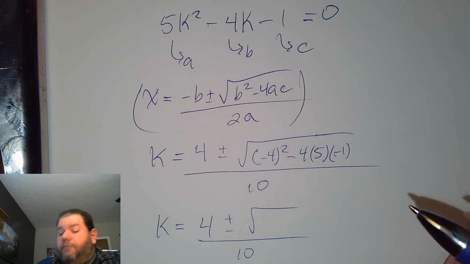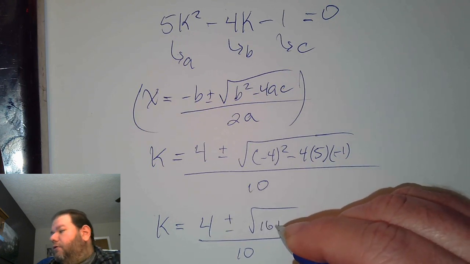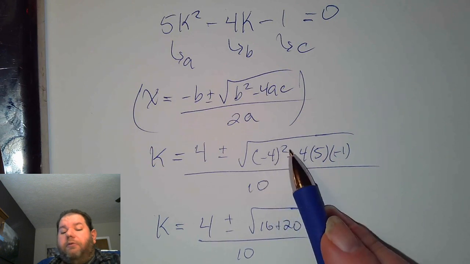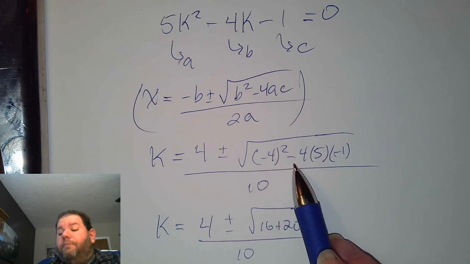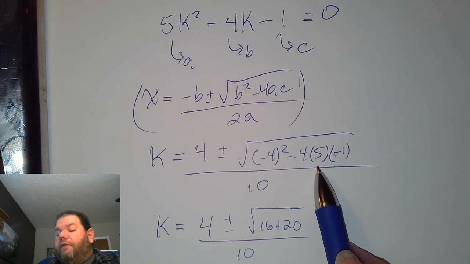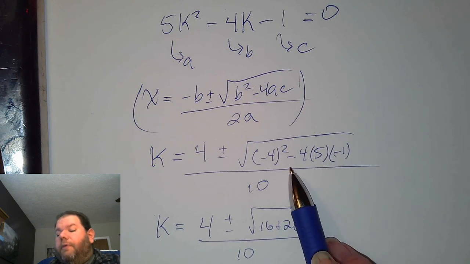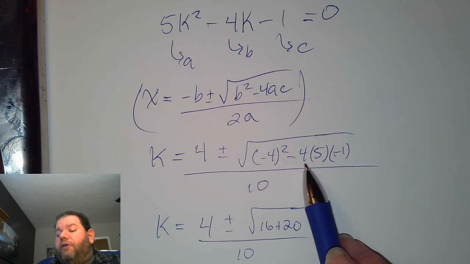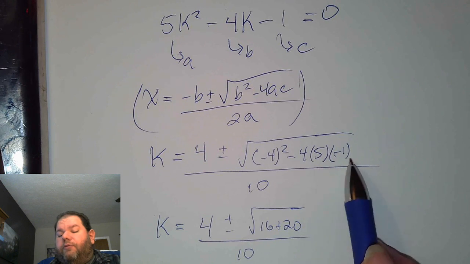Plus 20. Good. Yeah, we definitely get a 16 here when we square the negative 4. And then minus 4 times 5 times negative 1. So minus, and this will be a negative, so that'll be a plus. 4 times 5 times 1 is 20 times 1, or 20.